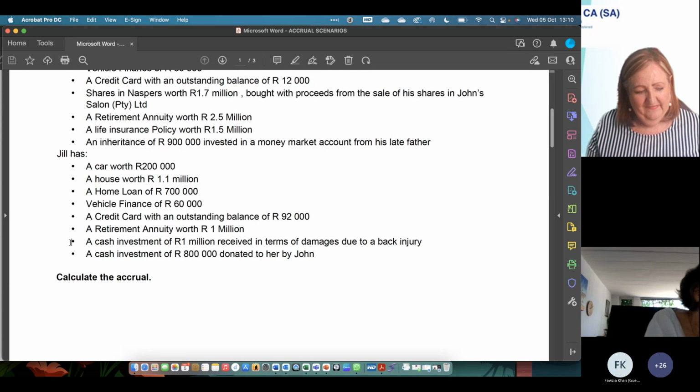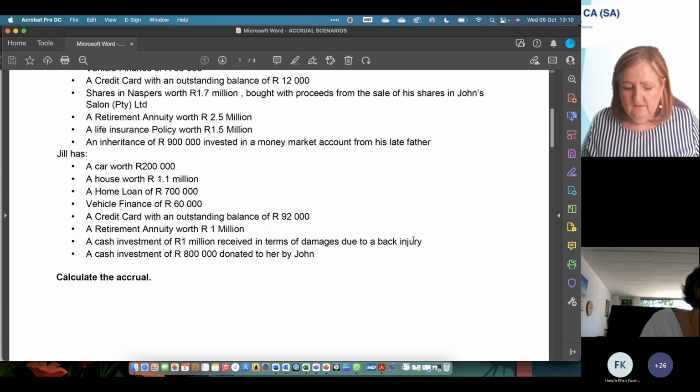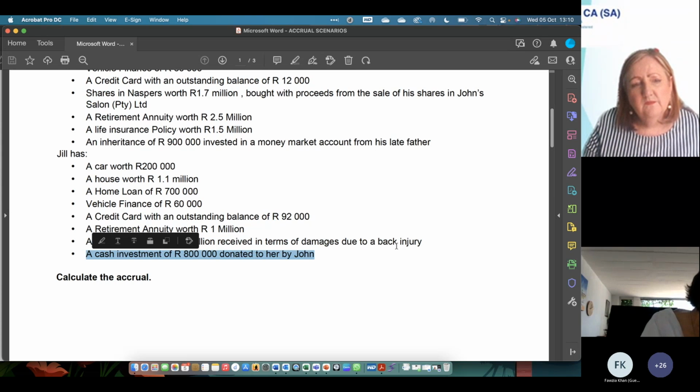Number 1, the first exclusion is the cash investment of 1 million, which was received in terms of a damages claim due to a back injury. And that is excluded in terms of Section 4(1)(b)(i), any amount which accrued to an estate by way of damages, other than damages for patrimonial loss, is left out of account. And then finally, the cash investment of 800,000 is also going to be excluded, and I'll tell you why.